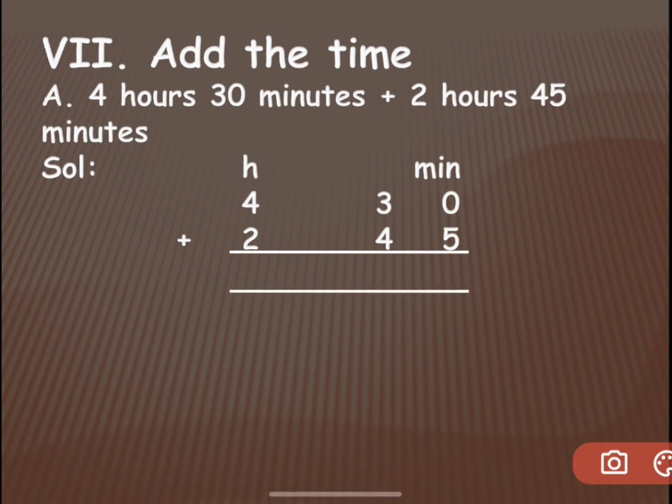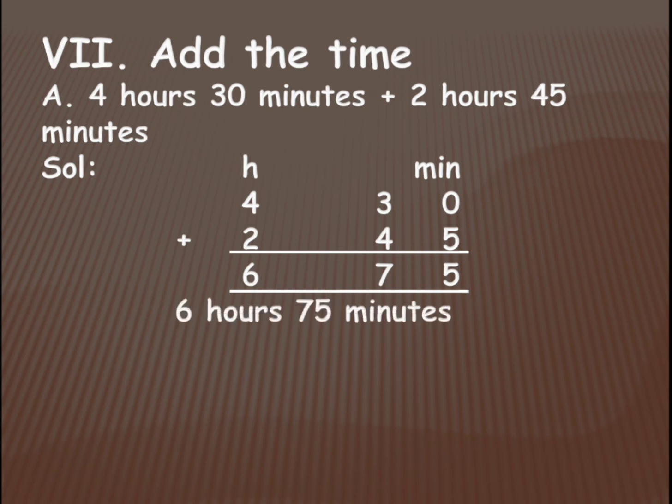So here 0 plus 5, 5. 3 plus 4 becomes 7. Okay. Then 4 plus 2 becomes 6. So that is 6 hours 75 minutes. Do we have 75 minutes, children? No, right? We only have 60 minutes. That means this 6 hours 75 minutes, you have to make it perfect.